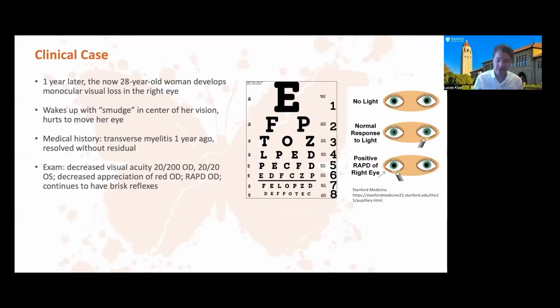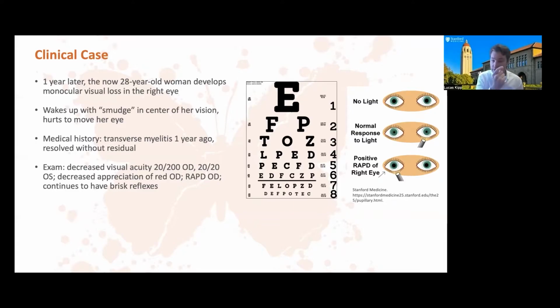By the time she sees you in the office later on that second afternoon, she can only see the big E. So her visual acuity has significantly deteriorated. Her exam also shows in that right eye, she can't see colors as well. So you may have seen some of our reflex hammers that have a little red tip on them. That's so we can test for color desaturation.